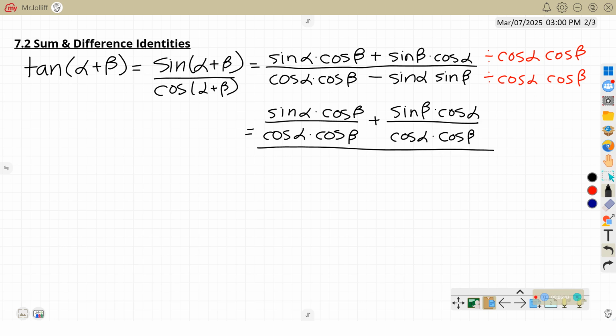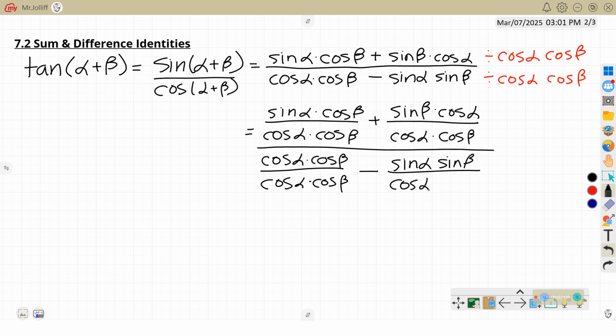Same thing to bottom left. The term that was there, cos alpha times cos beta, divided by cos alpha, cos beta. And then a minus. And then the last term in the bottom, sine alpha, sine beta, divided by cos alpha, cos beta.